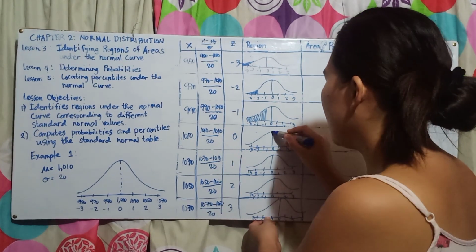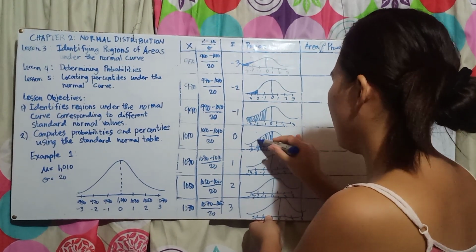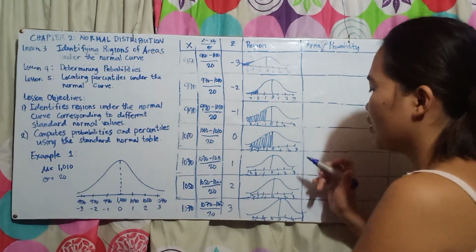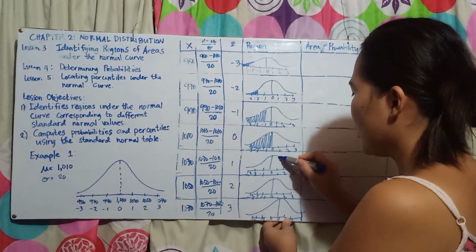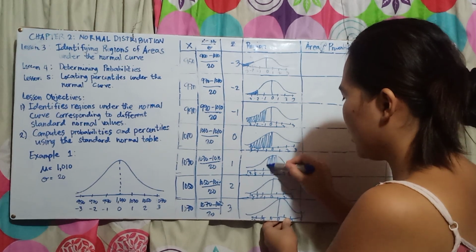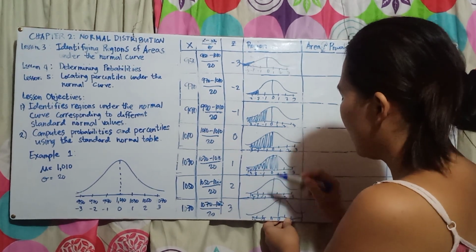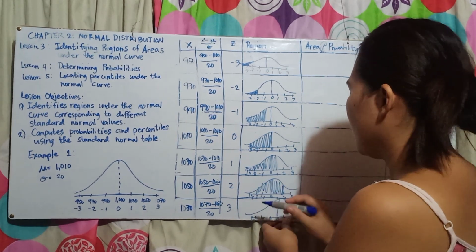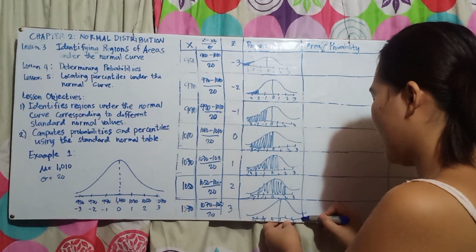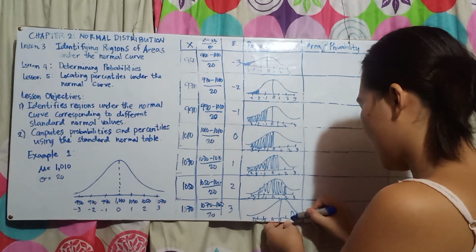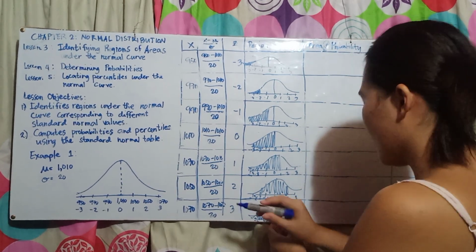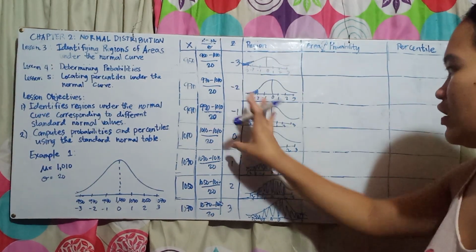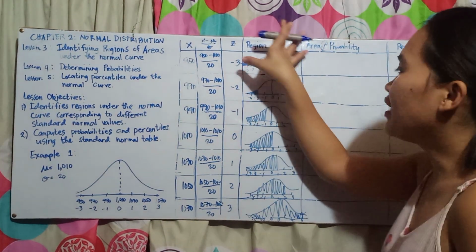Next is 0. So, diri man sa center ang 0. Ano naging region? Yung portion sa ating curve. Next, positive 1. So, diri ang positive 1. Next, positive 2. And next is positive 3. Ang tail sa tong curve mag-extend ka siya to infinite.